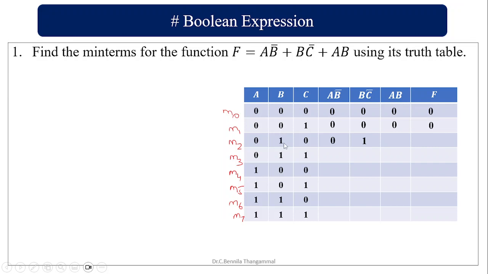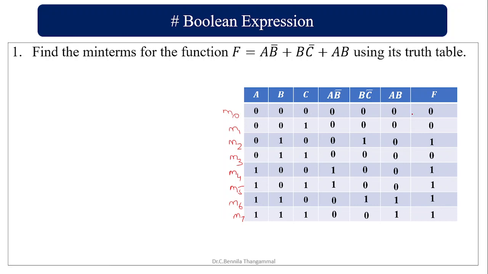Then it's going to be B C bar. B is 1, C is 0, so C bar is 1. 1 into 1 is 1. A B is 0 into 1, which is 0. So the addition of these three is going to be 1. Similarly, we are going to find the values for each and every combination here. So at last, after finding this combination here, how do we write the min terms now?